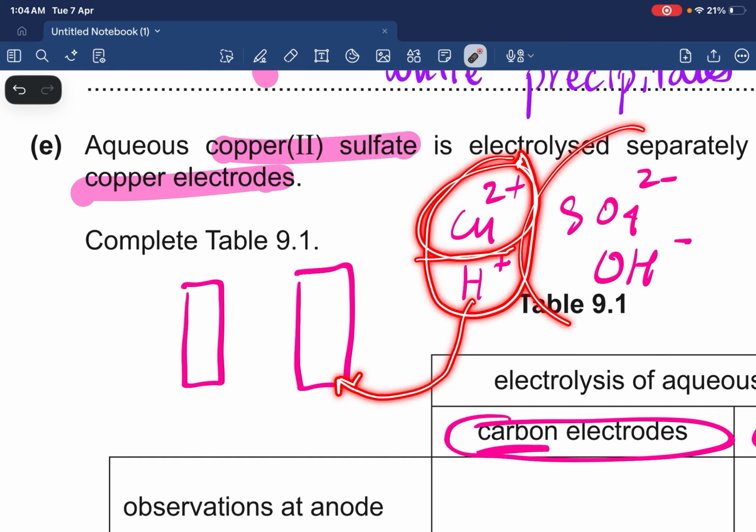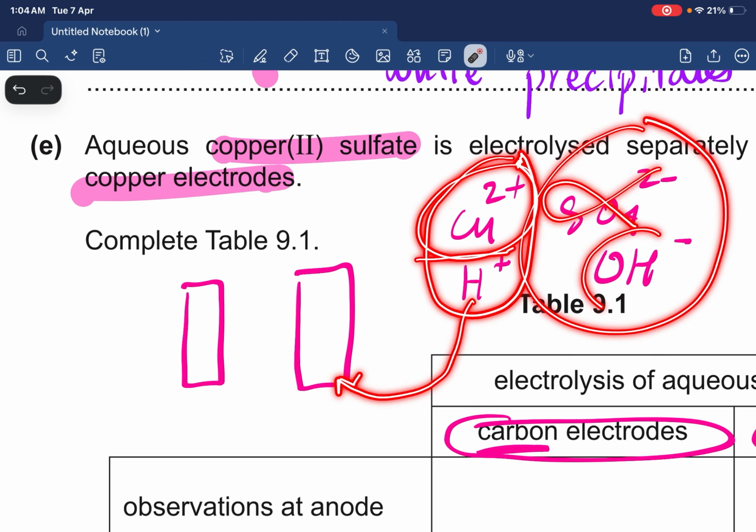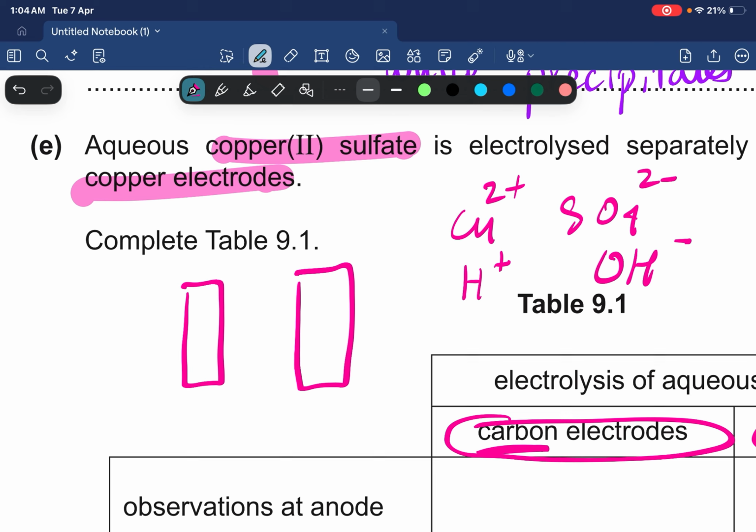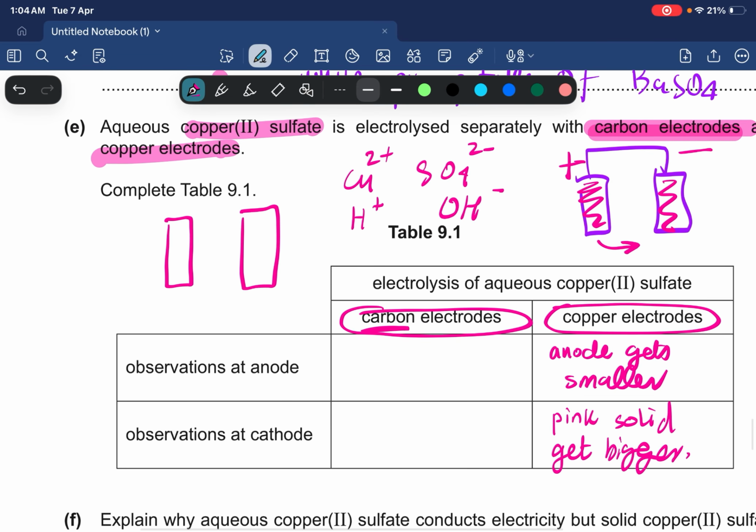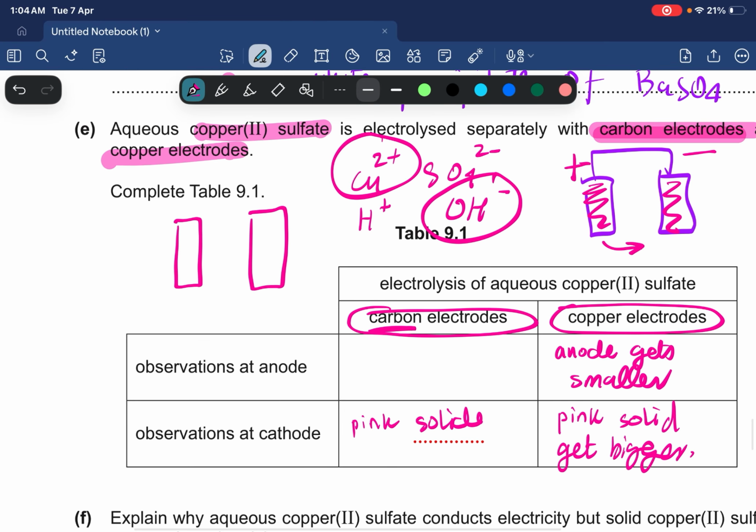And then out of the sulfate and hydroxide, sulfates don't discharge, hydroxide does. And when hydroxide gets discharged, you form oxygen gas. What are you going to see? You're going to see bubbles of oxygen gas. So observations at the cathode: pink solid, that's going to be copper. And at the anode, bubbles of a gas, that's your oxygen gas because hydroxide discharges, because sulfate is not going to discharge. So bubbles.